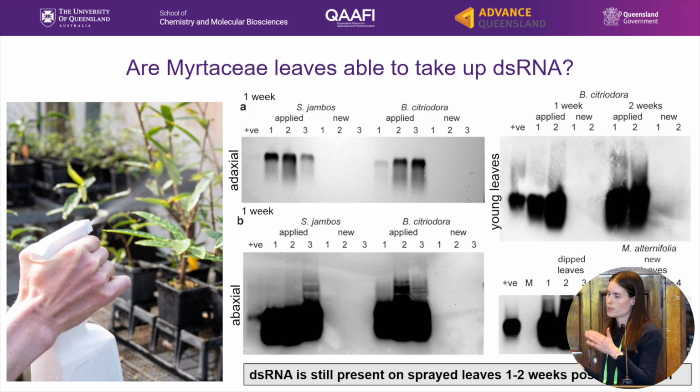And we tried spraying both sides of the leaf, the lower surface and the upper surface, and we still didn't see any movement. And this was also with a penetrant, because we thought we'd try and help the RNA get into the leaves, but we still didn't see anything. And we also looked at young leaves in case it was something to do with the leaf age, but didn't really have any success.